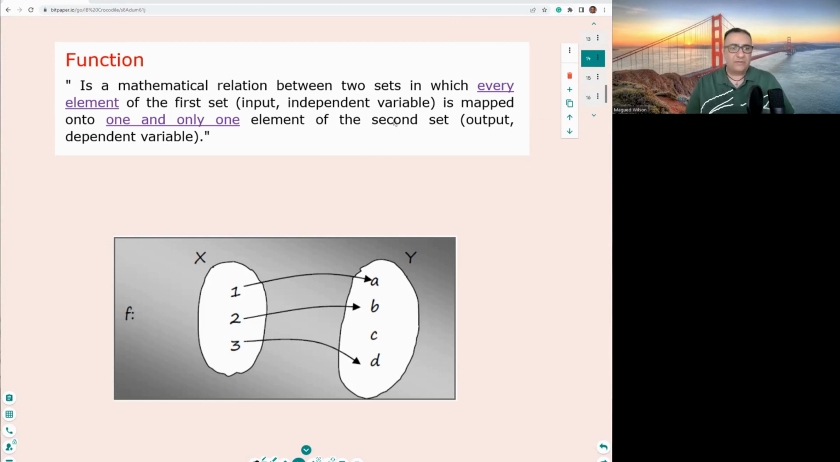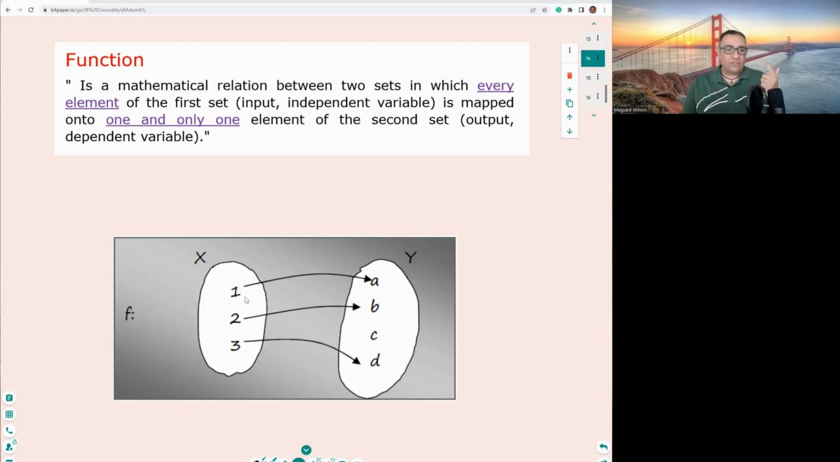So when you look at this definition here, you have two key words. The first keyword is every element of the first set. What does it mean? It means every element in the domain, or in the input variable, or the possible values of x, has to have an image. I say it again. Every element, it means I cannot leave any element without an image, without a y value. So this is the first condition for a relation to be a function.